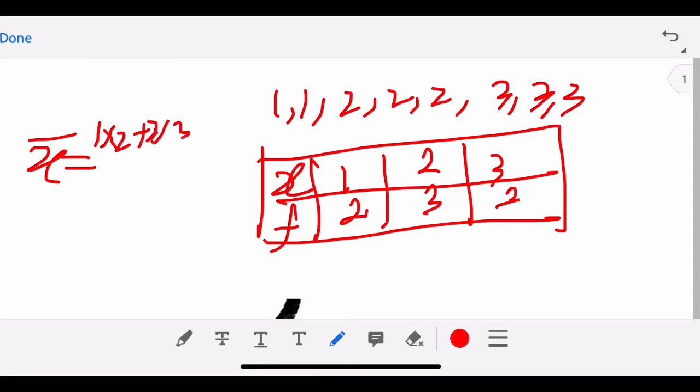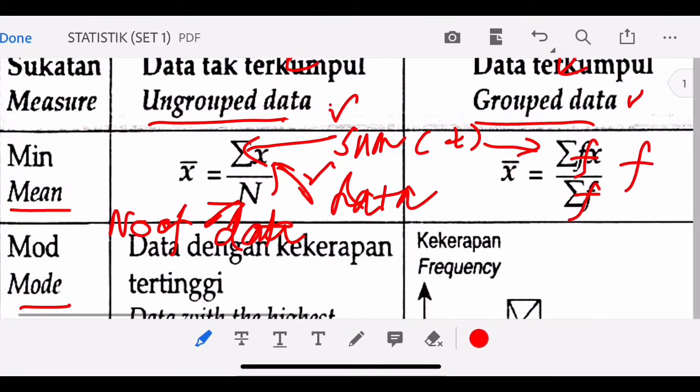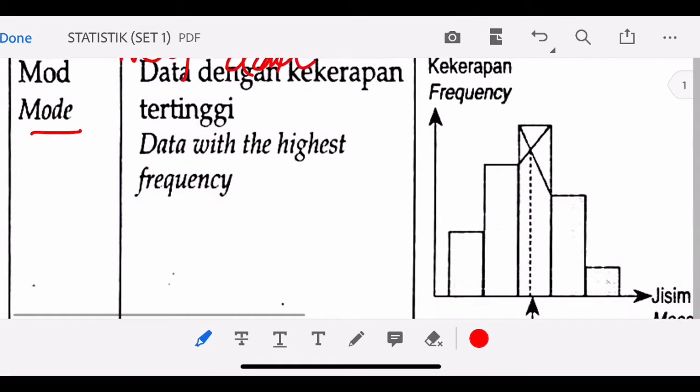Then you just take the frequency times the data one by one: 2 times 1, then 3 times 2, then 3 times 3, then over the total frequency. You must divide by the total frequency, not the total of the X, because some students get confused. That is actually the meaning of the mean.